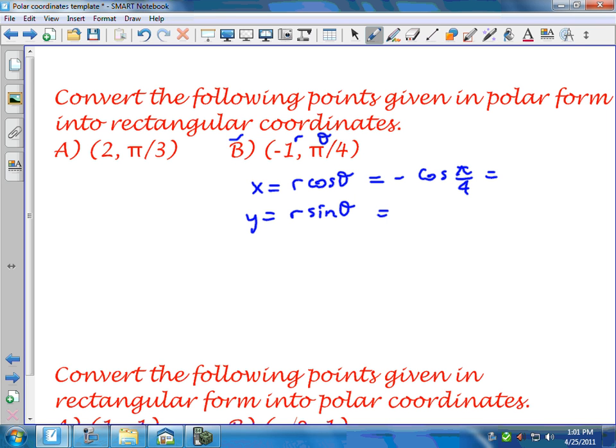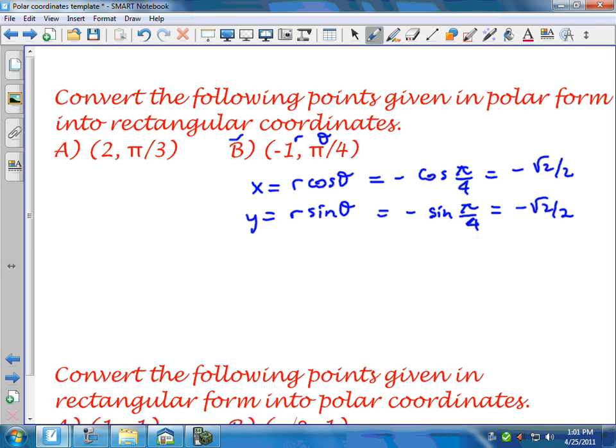And the other one will be, again, r is negative 1, theta is pi over 4. This time I want the sine, of course. And what do we get? Pi over 4, cosine and sine are both root 2 over 2, right? So we get negative root 2 over 2 and negative root 2 over 2.